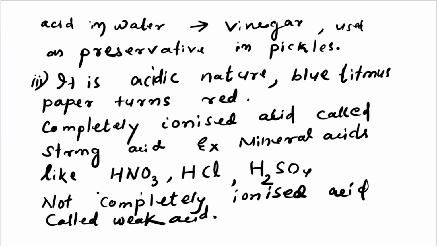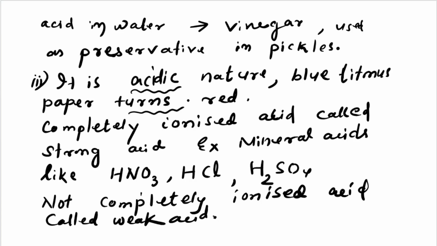It is acidic in nature because COOH, that is called the carboxylic acid group, is there. That is why it is acidic in nature, and that is why blue litmus paper turns red. That means why is it acidic? Because it contains COOH, that is the carboxylic group, which is the acidic character. So blue litmus paper turns red.